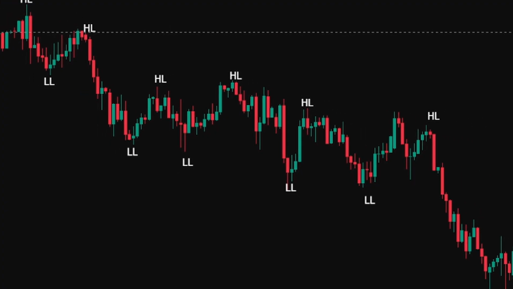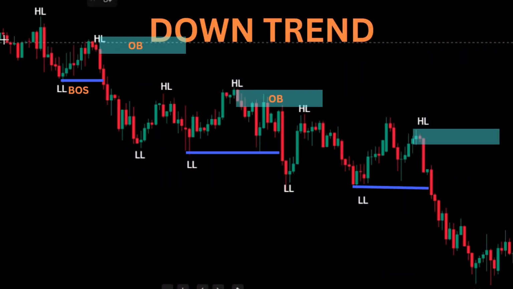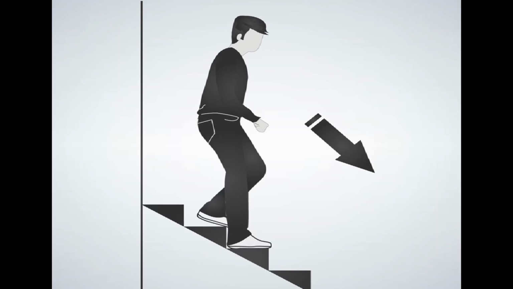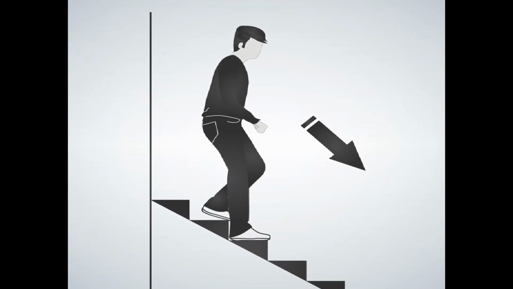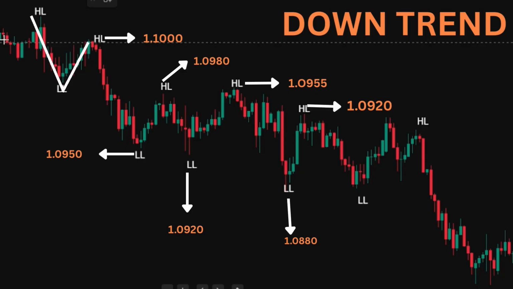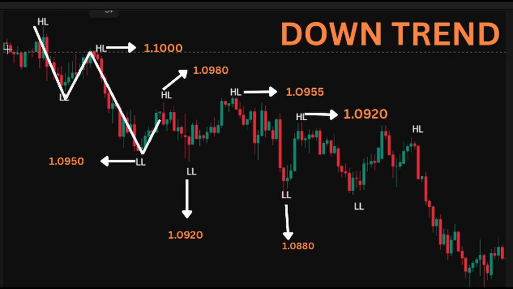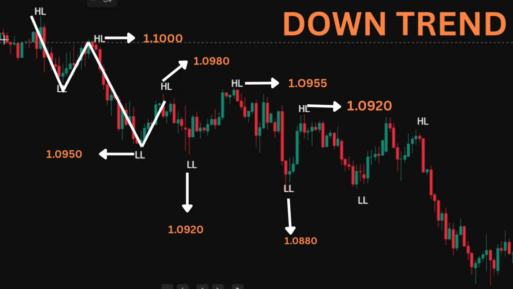Bearish market structure. A market is bearish when it consistently makes lower highs and lower lows. Another staircase, but this one goes down. Here's the example. EURUSD starts at 1.1000. Price drops to 1.0950. Swing low. Bounces to 1.0980. Swing high, already lower than where we started.